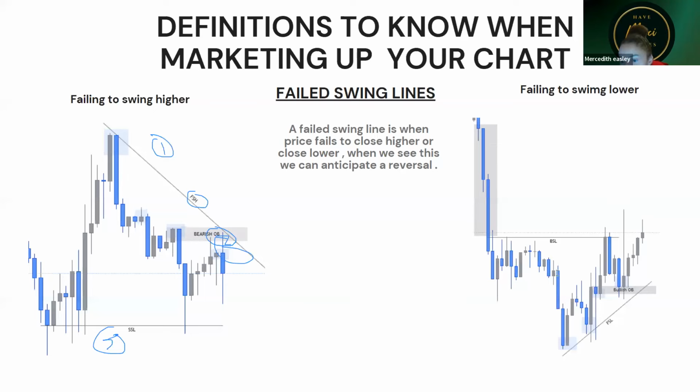Does the OB have to have imbalance for you to consider it a strong OB? They are considered stronger if they have imbalance, but it doesn't have to have imbalance to be an OB.